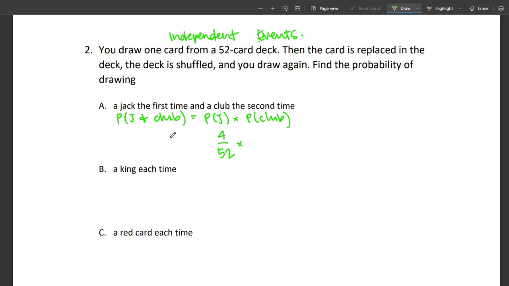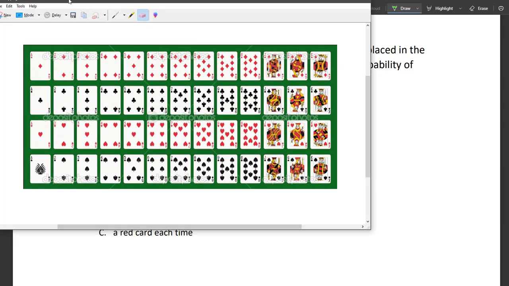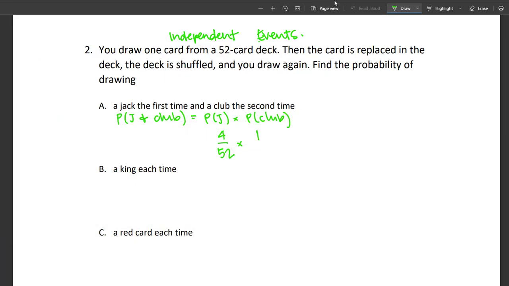And then how many clubs do we have? Clubs are our suit, so all of these are clubs. So we have 13 out of 52. Alright, you can multiply these two fractions, or we can go ahead and reduce. So I'm going to reduce. We have 1 out of 13 times 1 out of 4 gives us 1 over 52.